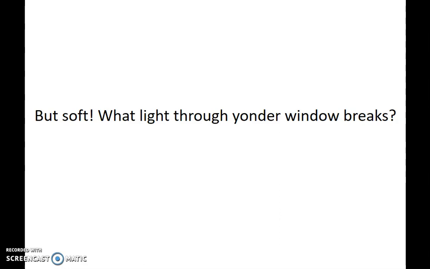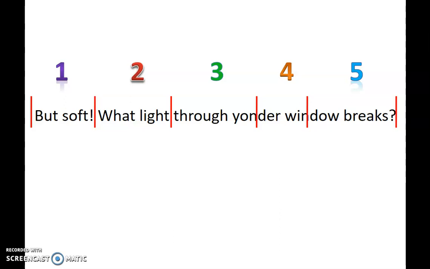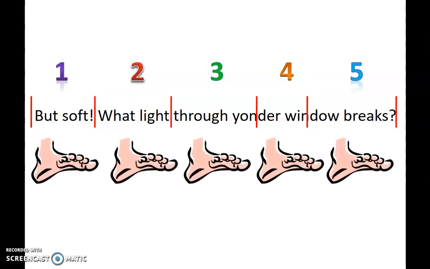Now I'm going to break down this line from Romeo and Juliet. This is from the balcony scene. Here we have feet, and I'm breaking them down. How many syllables are in a foot? But soft, that's 2. What light, there's 2 syllables. Through yon, that's 2 syllables. Der wind, that's 2 syllables. Dow breaks, that's 2 syllables. This is what we call a foot. We've got 2 syllables in each foot. Haha, you like my feet here?